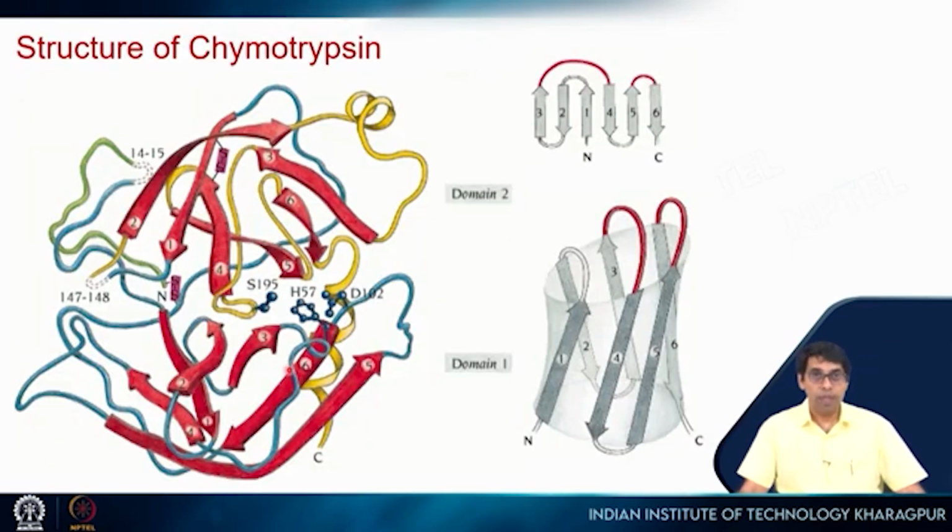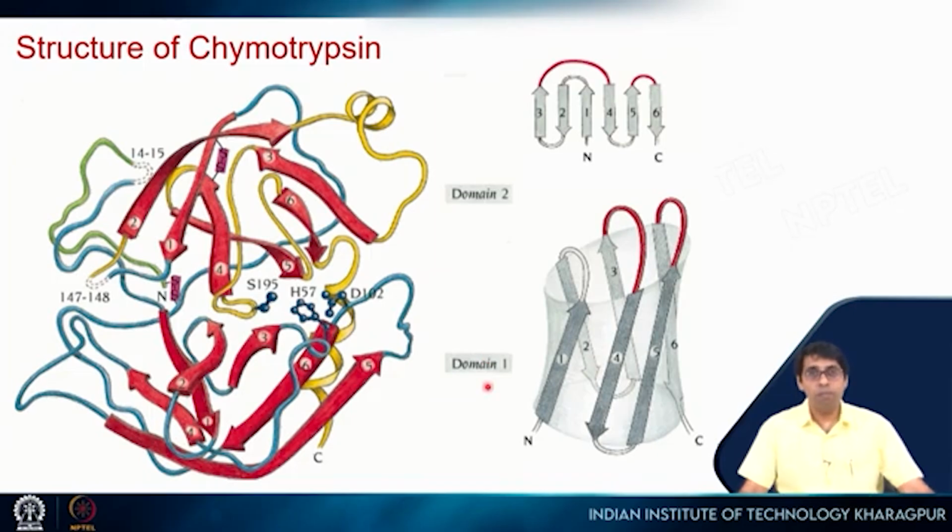So, this is the structure of chymotrypsin. It has two domains. You can see there is one domain here, there is the other domain here, and if we look through this domain from this direction, it will look like a beta barrel like this. And the active site residues are in the interface of this beta barrel. So, there is a serine, there is a histidine, this is an aspartic acid, and together they form the catalytic triad. So, I have already discussed chymotrypsin in detail in a previous lecture.